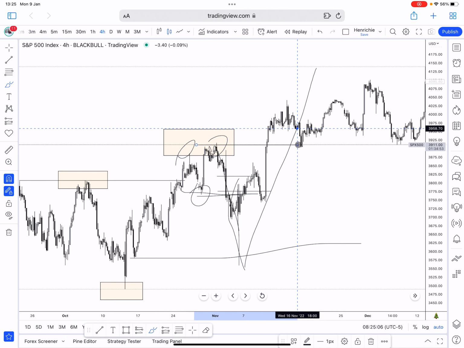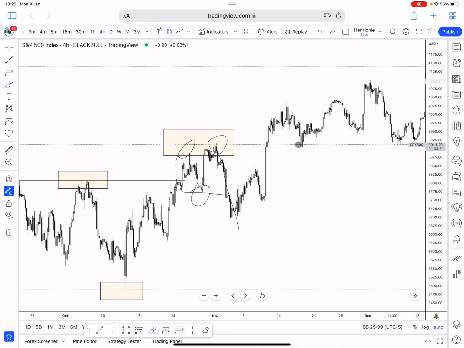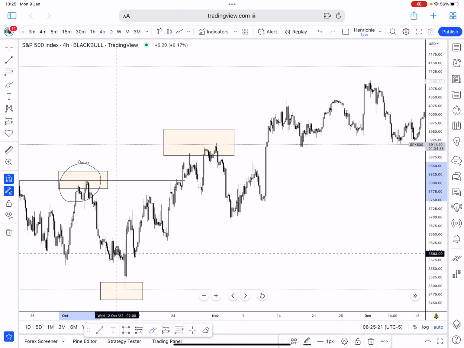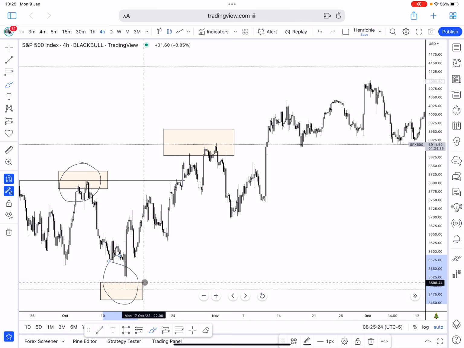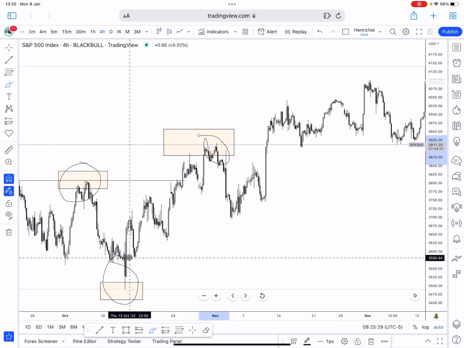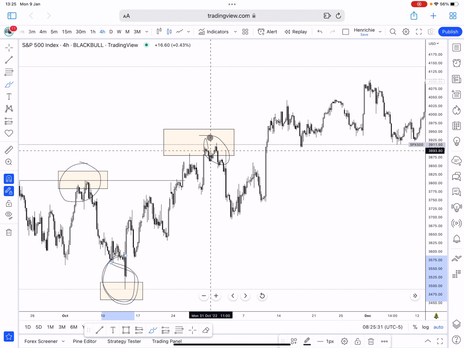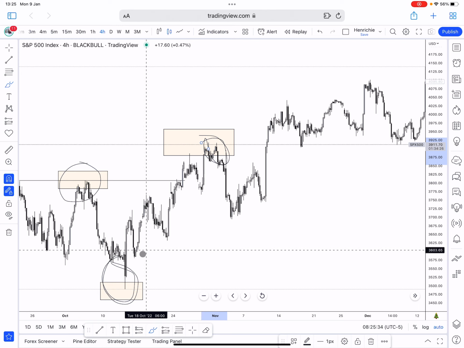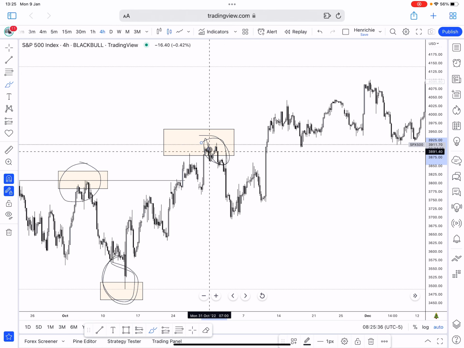Now the reason is because what you should focus on in market structure is the swing highs, swing low, the swing high. When price makes this swing low, this swing high, these are your major position to consider a structure shift.